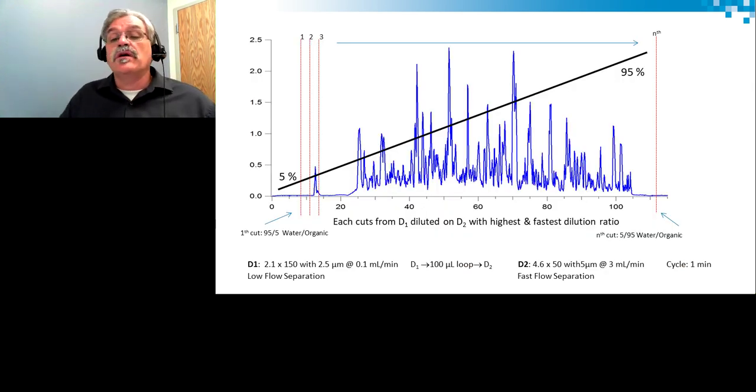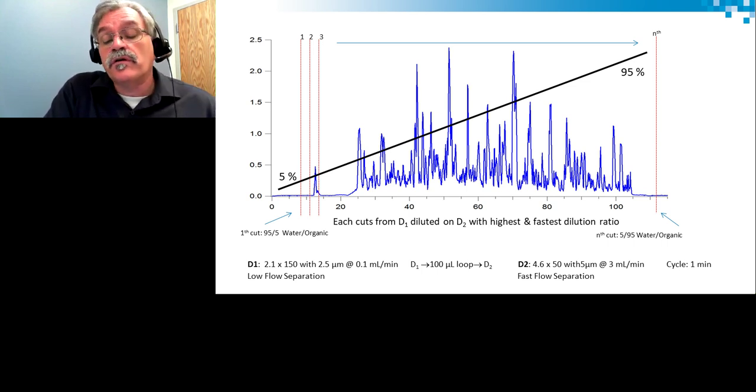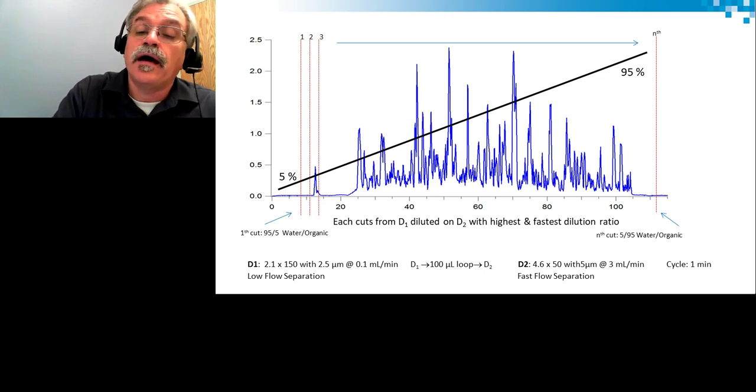In these slides, you can see that we have a very complex resolution on dimension 1, and we're using, in this case, a very, very shallow gradient that could last 1 to 2 hours, depending on the type of resolution we're looking for. Then, by setting up the second valve between loop 1 and loop 2, we're going to oscillate between a flow injection rate and elution rate between the two dimensions. By using a 100 microliter loop, in this case, we will have a 1 minute duty cycle. So we're doing a 1 minute cut at constant interval.